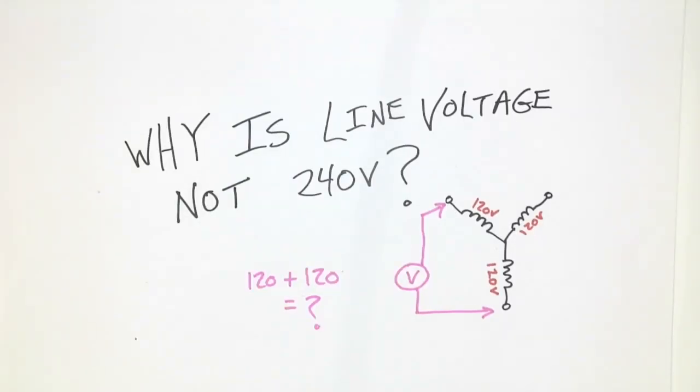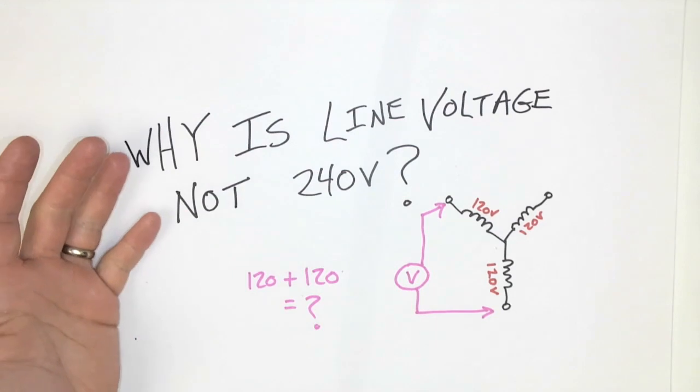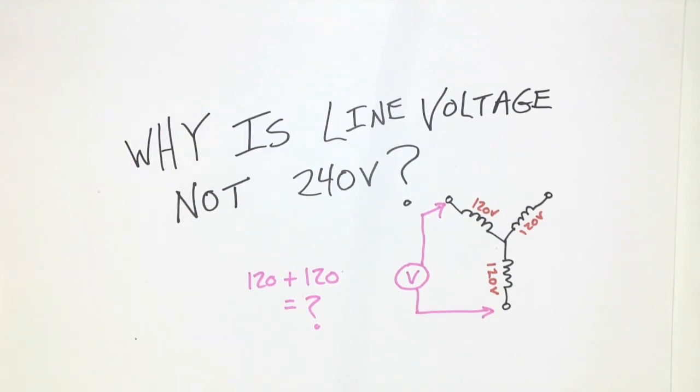Why is line voltage not 240 volts in a Y system when I have 120 volts on each phase? I mean, doesn't 120 plus 120 equal 240? Why is that? Well, this presentation is to try to show you what's involved and how we can prove that 208 volts is indeed the line voltage.